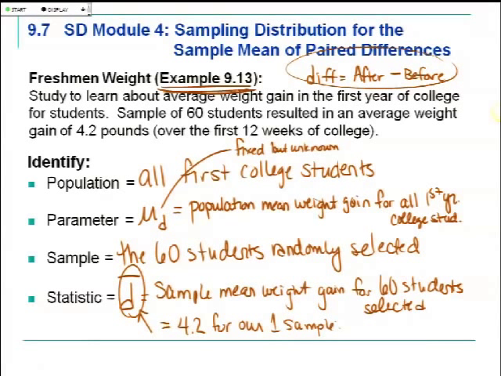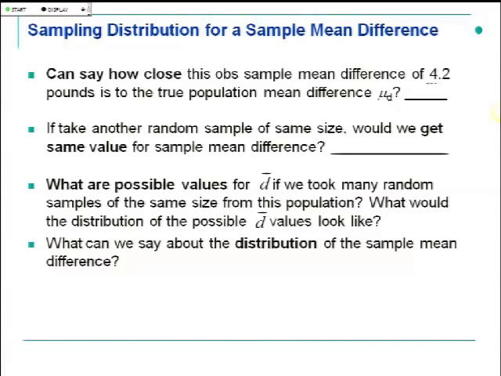4.2 pounds. Well, you've got those couple of classic questions that come every time we introduce a new statistic to estimate a new parameter. Is there anyone who can tell me how close is 4.2 to that true value mu d? I mean, how accurate was this 4.2? How far away am I? How close is our sample mean difference to the true population mean? We can't say that, right? Because mu d is unknown.